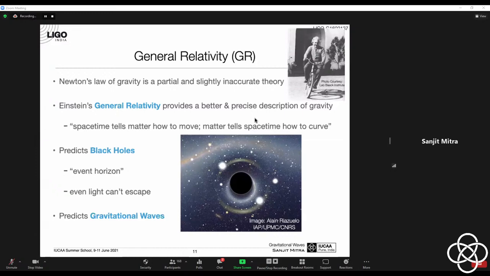But then there were some shortcomings in Newton's laws. They did not matter in our normal, real observations, but conceptually, they were there. And at the same time, in the early 1900s, even in Newton's laws, some conceptual issues were found, and that led to special relativity. I will not get into that. But then Einstein started thinking that maybe we should have a relativistic theory of gravitation.